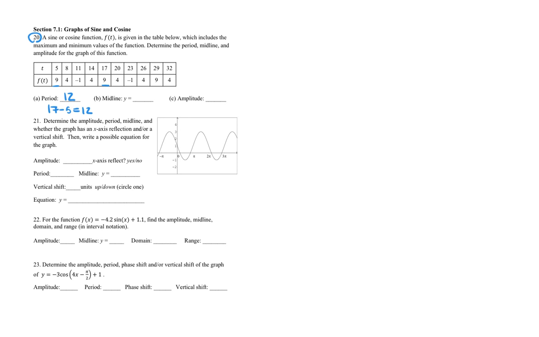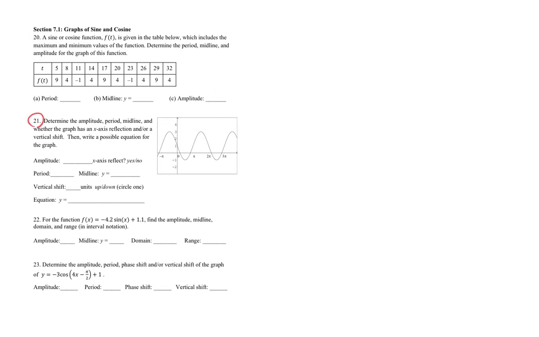Okay, and for our midline, we'll take our minimum value plus our maximum value and divide that by 2 to find where the middle is, kind of like taking the average of those 2 points. So I'll have 9 plus negative 1 over 2, that should give me 8 over 2, which is 4 for our midline. And then for our amplitude, we'll do something very similar, except we're going to subtract. So we'll take our maximum value and subtract our minimum value, and then divide that by 2. And so that should give me 10 over 2, or 5 for our amplitude.